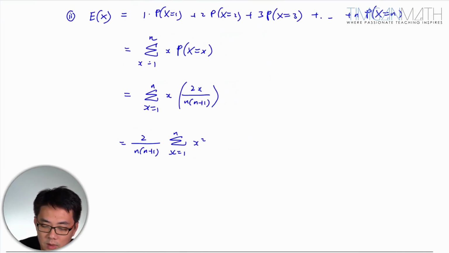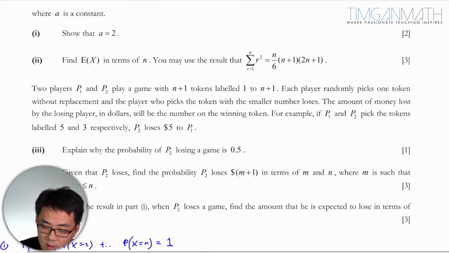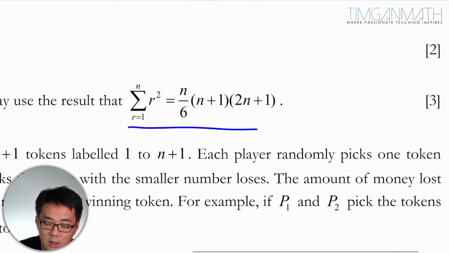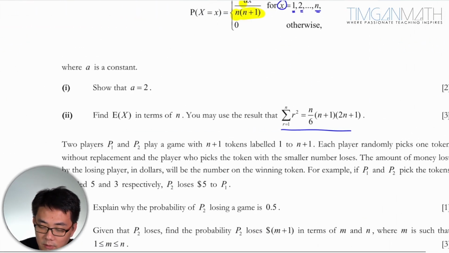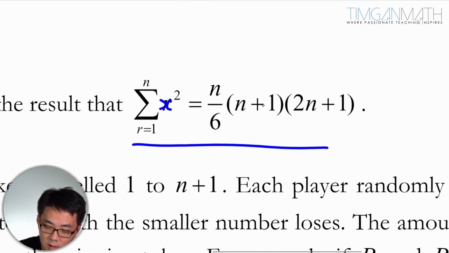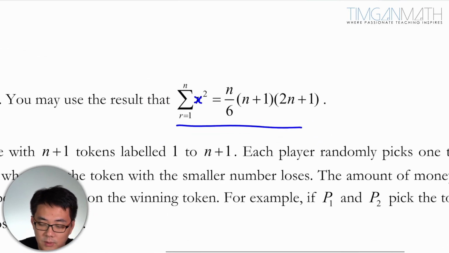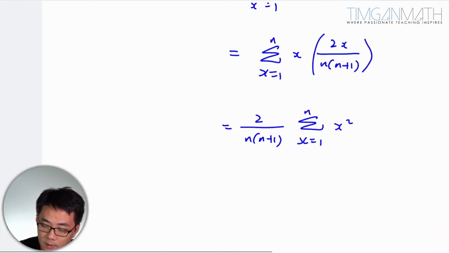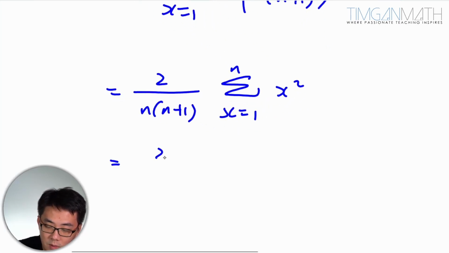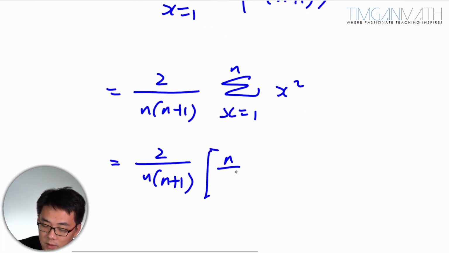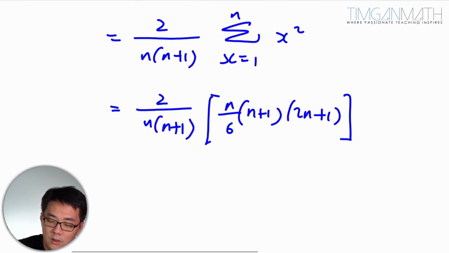So the summation of x squared will just be this formula here. We are using this formula, n over 6 times n plus 1 times 2n plus 1. So this will just be 2 over n plus 1 times n over 6, n plus 1, 2n plus 1. Okay, so cancel it out.